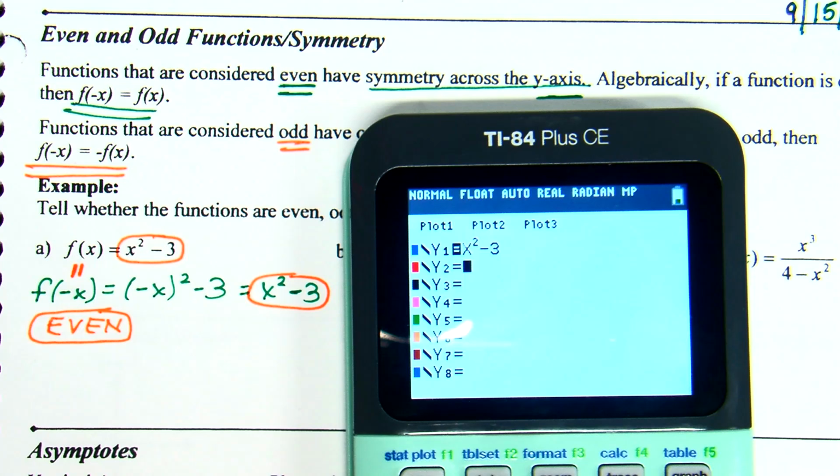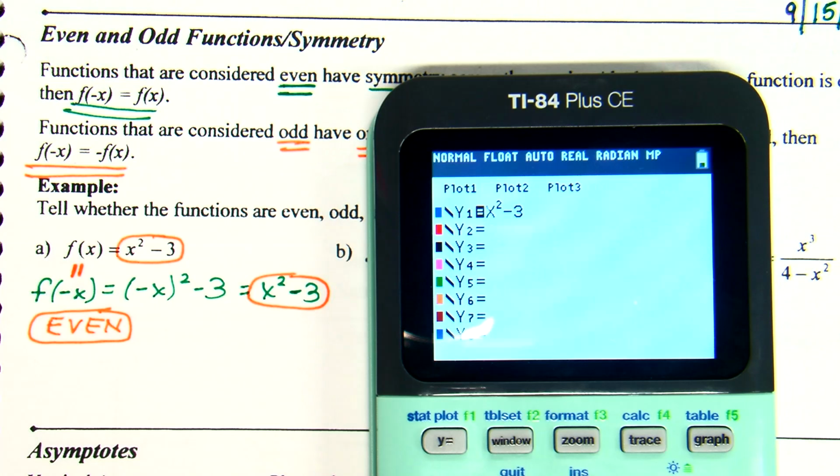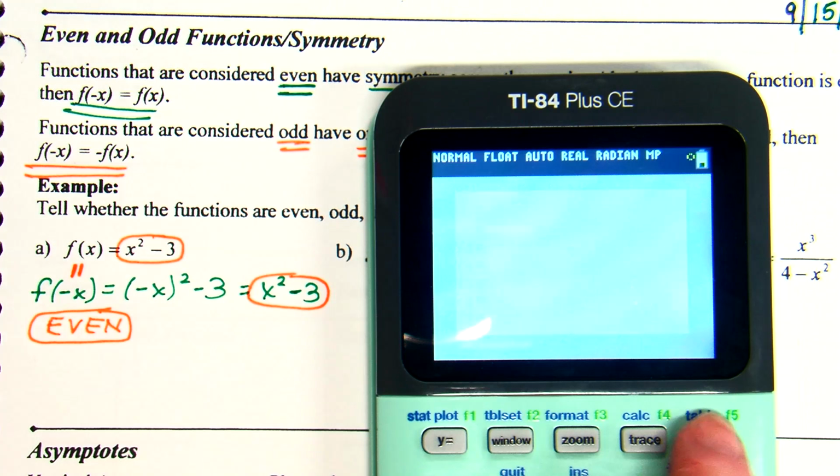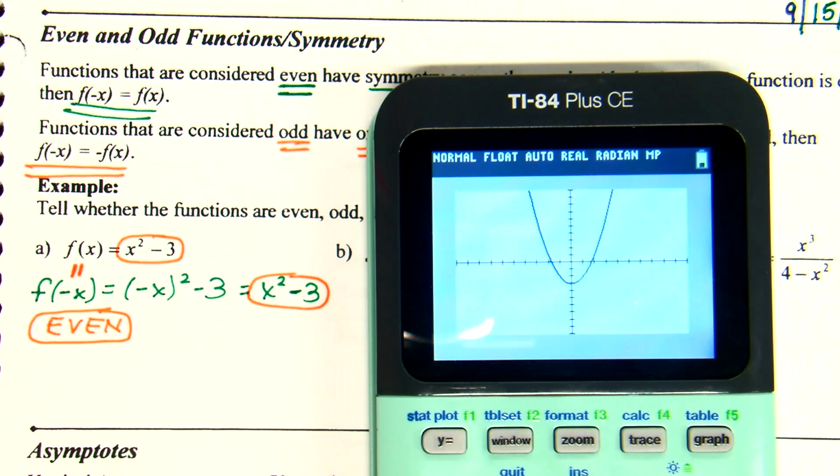So, I've got x squared minus 3 typed in here, and I'm going to hit graph. X squared minus 3 is a parabola moved down 3. Is that symmetric across the y-axis? Yeah, if I take that graph and I fold that across the y-axis.